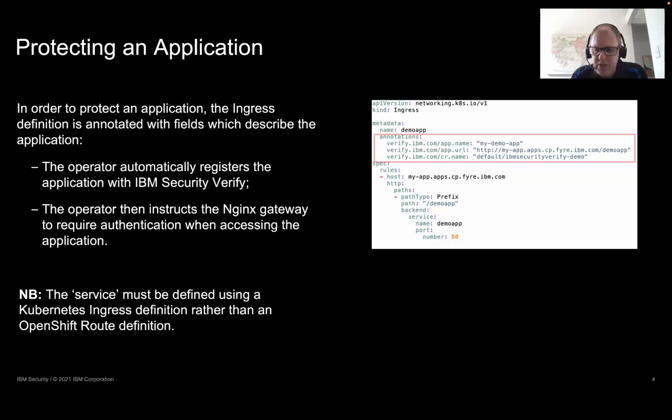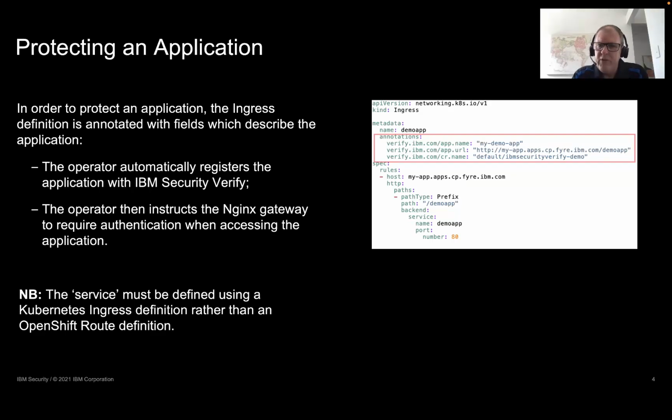So that leaves the question, how do you actually protect your application with IBM Security Verify? The good news is it's fairly simple. You just need to add some annotations to your standard ingress definition. Now on the right hand side, you'll see a standard ingress definition. Everything outside of the box is what you would usually do when you create an ingress service definition. What's inside the box, the annotations, are the things that essentially instrument the ingress definition with the information that the verify operator needs to know in order to protect your application.